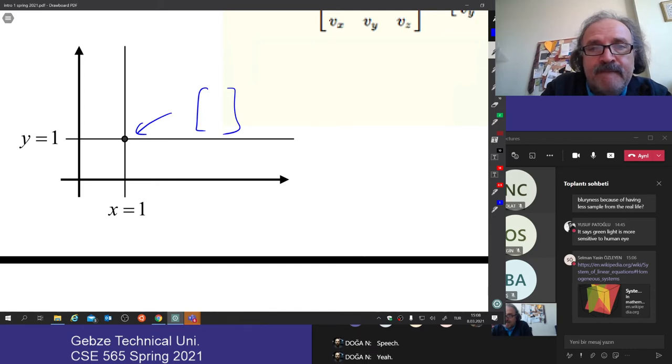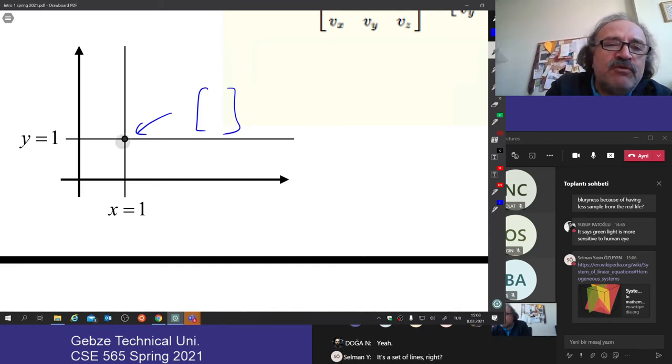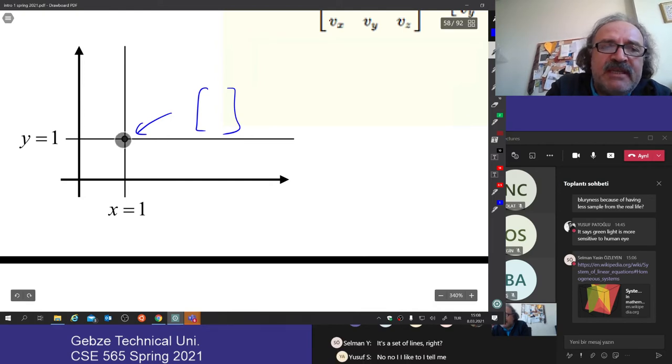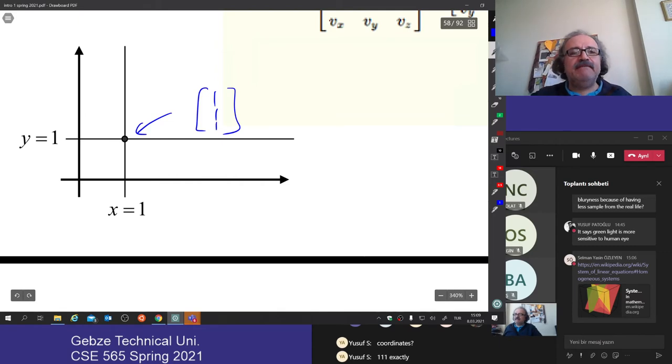Yeah. It's a set of lines, right? No. Tell me this point in homogeneous coordinates. What is this point in homogeneous coordinates? 1, 1, 1. Exactly. This is the 1, 1, 1.